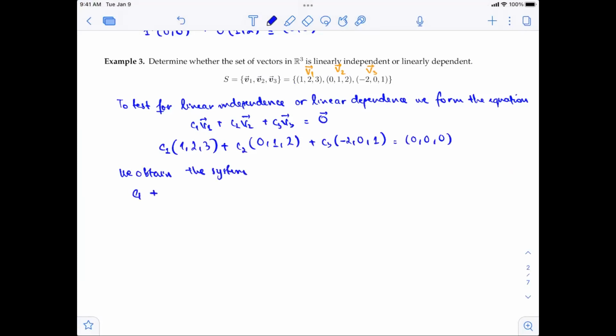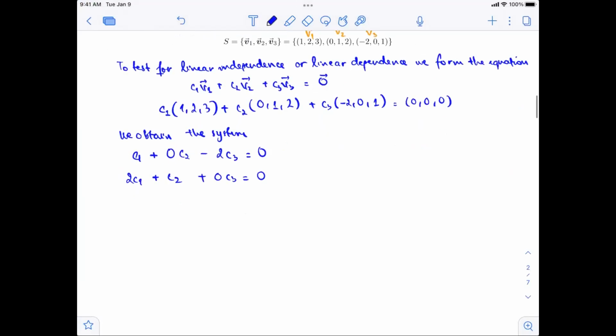Right, so C1 plus 0 C2 minus 2 C3 equal to 0. And the next equation is 2C1 plus C2 plus 0 C3 equal to 0. And 3C1 plus 2C2 plus C3 equal to 0. Now we're going to turn to Python to help with the calculations, right? We want to find the value of C1, C2, and C3.